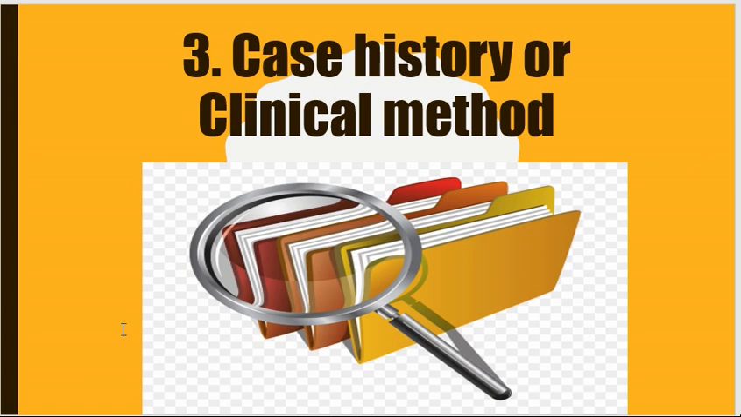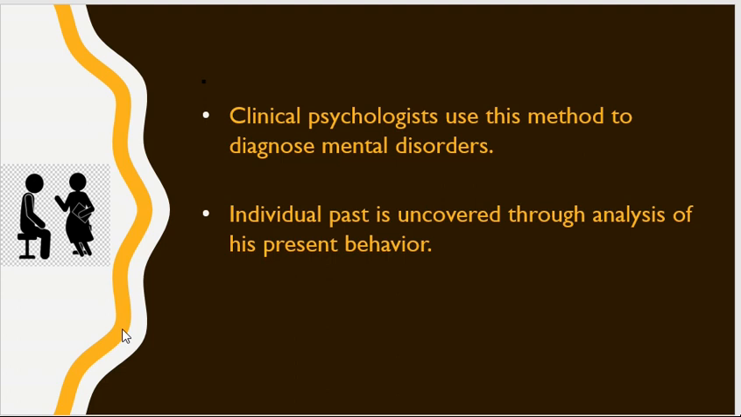Case history or clinical method. As the name indicates, clinical psychologists use this method to diagnose mental illnesses. Case history or clinical method is a method of research in which clinical psychologists diagnose the mental illnesses, and then after diagnosis, they provide proper treatment. This method is also applied to learn about the individual's different personality traits and mental cognitive processes, like intelligence, emotional responses, aptitudes, attitudes, interests, motivational aspect of personality, or any sort of conflicts in the personality, or we can say the personality crisis, and so on. So the case history method is used for the diagnosis of different personality traits and specifically mental illnesses.